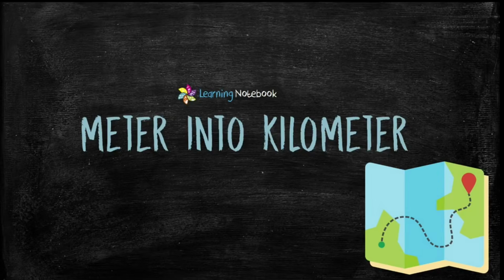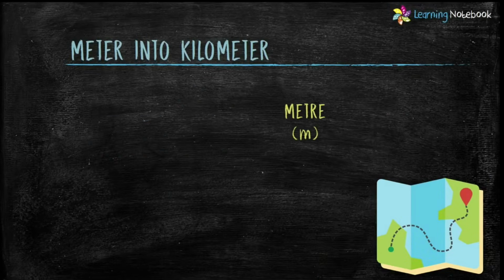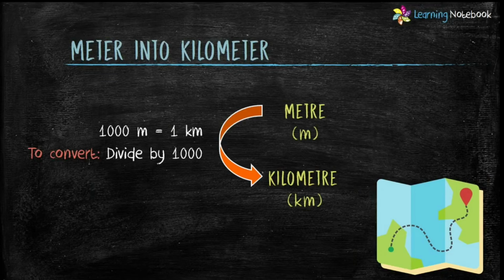Now let's see how to convert meter into kilometer. 1000 meter equals to 1 kilometer. So to convert meter into kilometer, divide by 1000. And students, we know 500 meter equals to 1/2 kilometer.